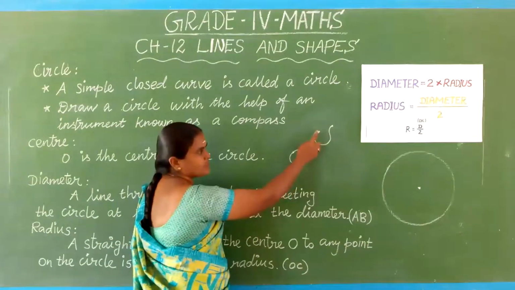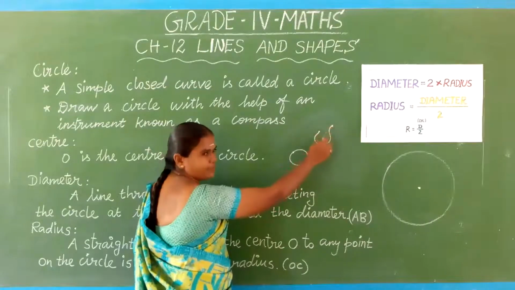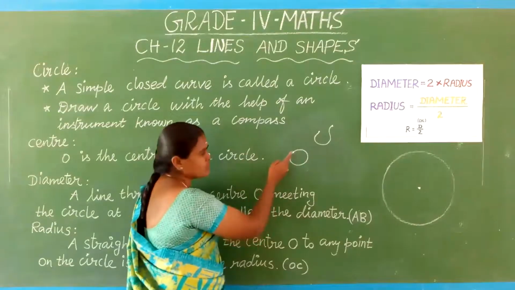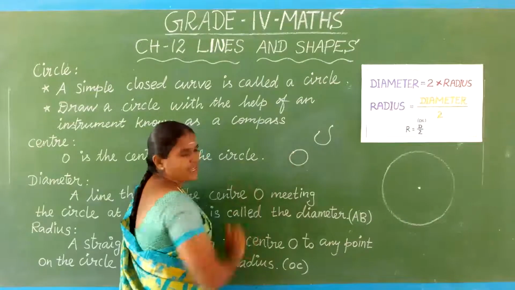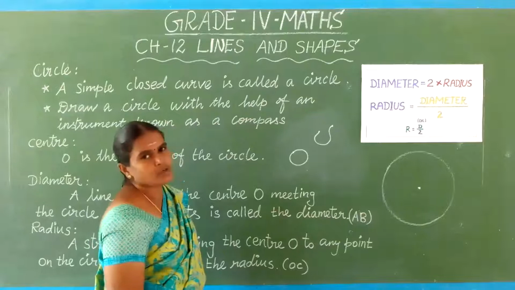Open curve means the starting point and ending point are different. Closed curve means the starting point and ending point come to the same. So starting and ending is the same point. That is a closed curve.